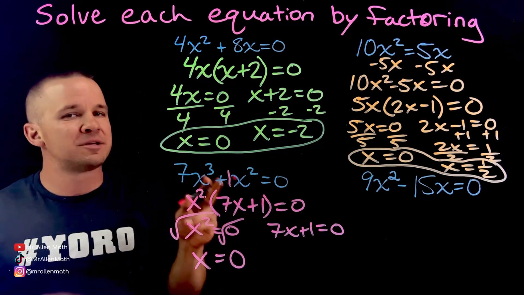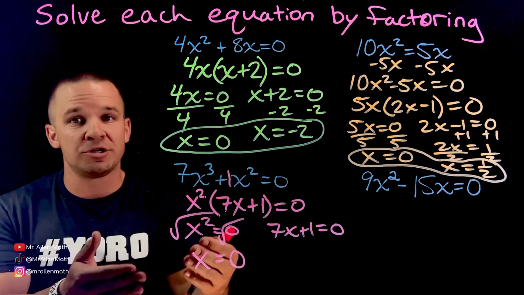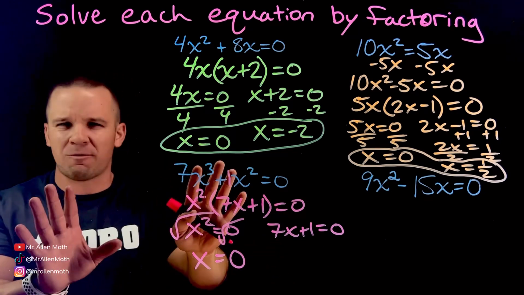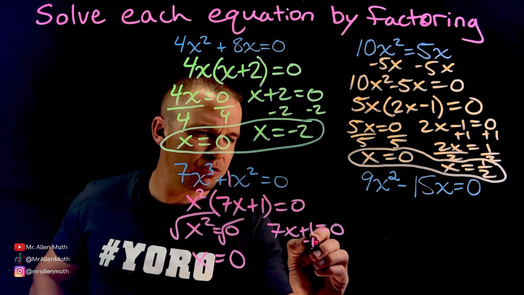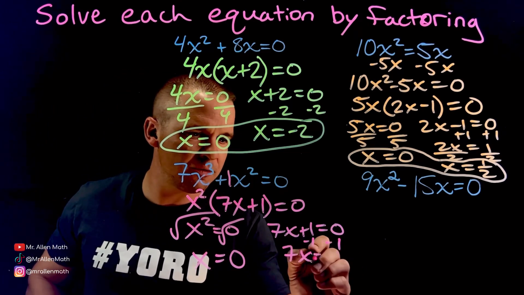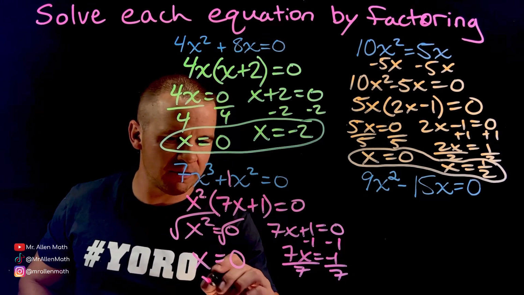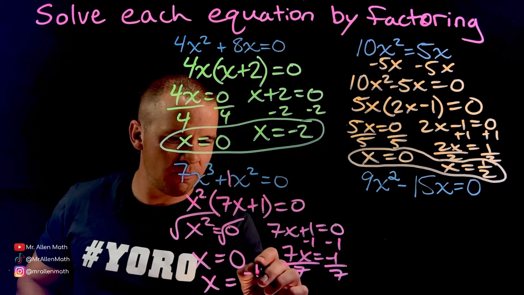But it is a multiplicity of 2, so technically that solution does appear twice, okay? If you were graphing these things, you'd see it like bounce off the graph. We're not doing that here. All right, this one, I'm going to subtract 1. So I got 7x equals negative 1. Divide by 7. So I got x equals, I'll just jot it over here, x equals negative 1/7.